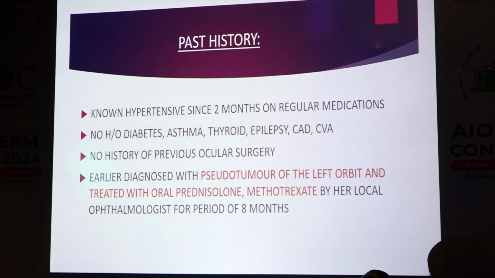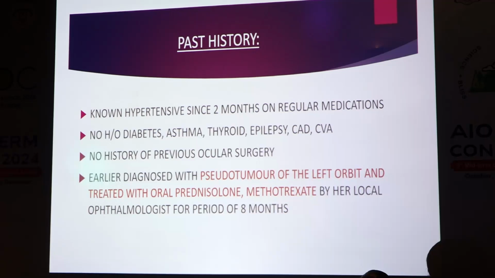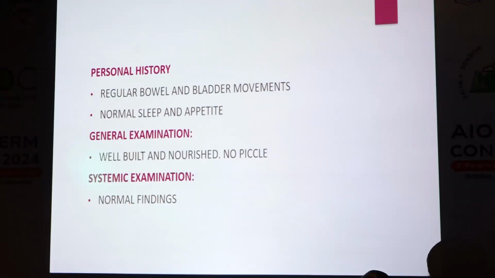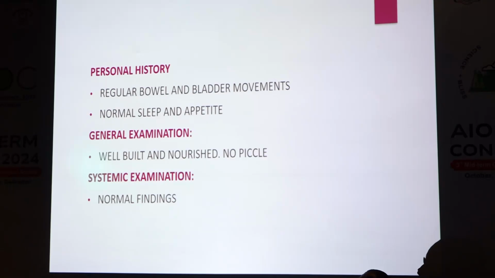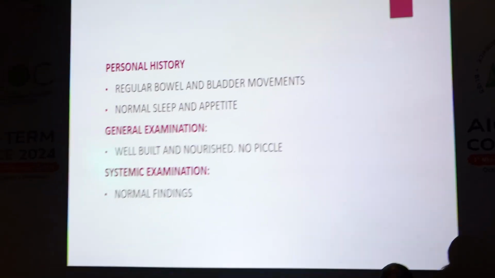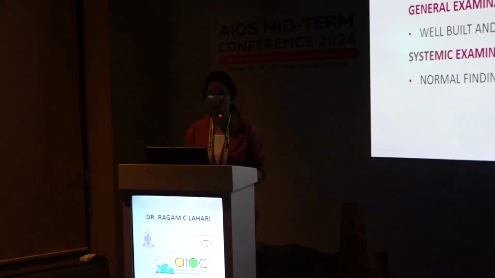She is a known hypertensive since 2 months on regular medications, with no other systemic comorbidities and no history of previous ocular surgeries. Earlier diagnosed with a pseudotumor of the left orbit and treated with oral prednisolone and methotrexate by her local ophthalmologist for a period of 8 months. There is no significant personal history, general examination well built and nourished, and systemic examination shows normal findings.